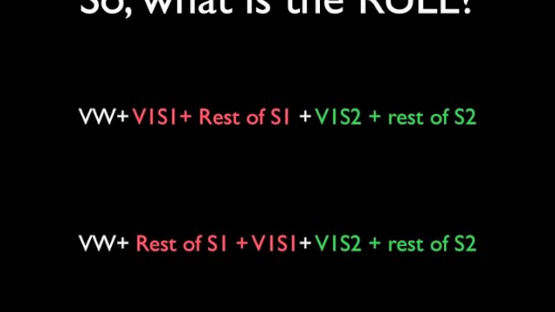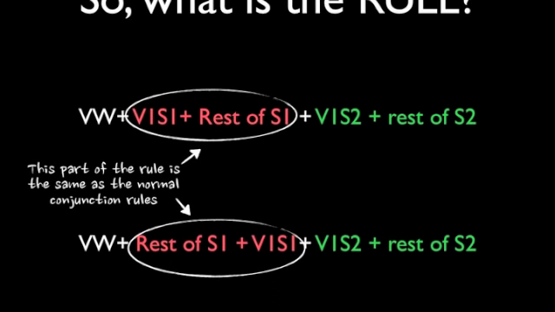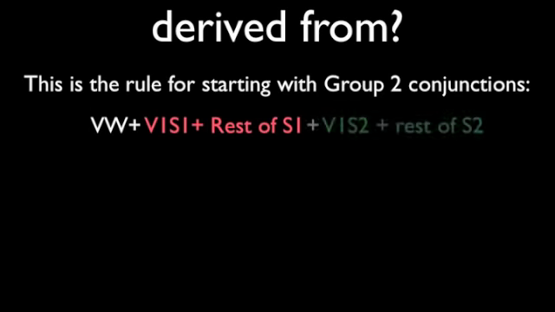Now what you should notice about this is that the red sections of the rule are in fact the normal conjunction rules. The green section is kind of a general universal rule that you apply no matter what group the conjunction is in. But I would like to explain to you how we derive this rule. How do we come up with this rule?